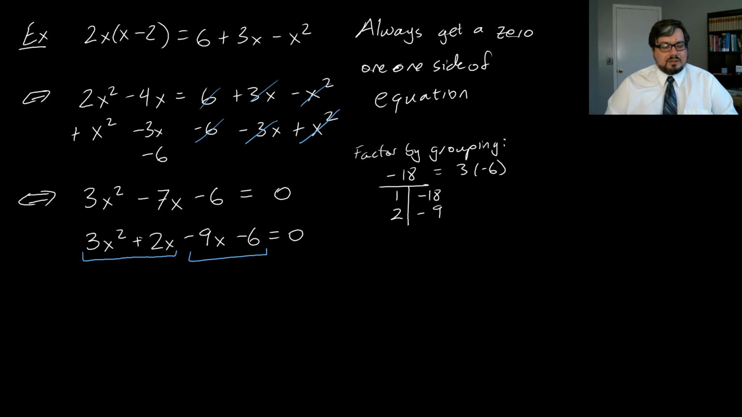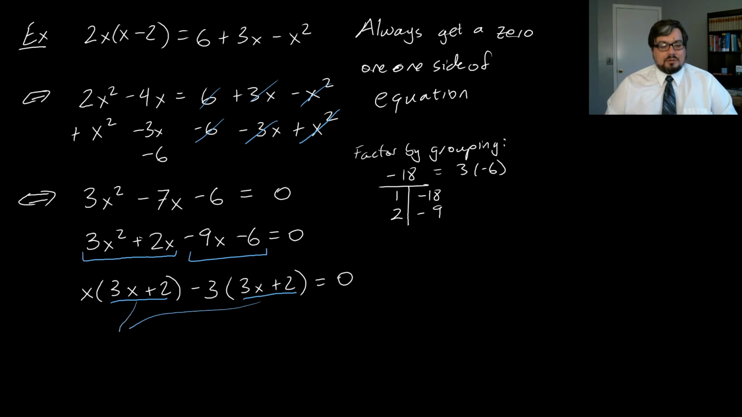So we'll factor the greatest common factor out of 3x squared plus 2x. That'll be x, and we'll be left with 3x plus 2. Factor the greatest common factor out of negative 9x minus 6. That'll be a negative 3, making sure to factor out the negative so that the leading term becomes positive. And now we have 3x plus 2 as a common factor in both remaining terms. And so this whole polynomial factors as 3x plus 2 times x minus 3.